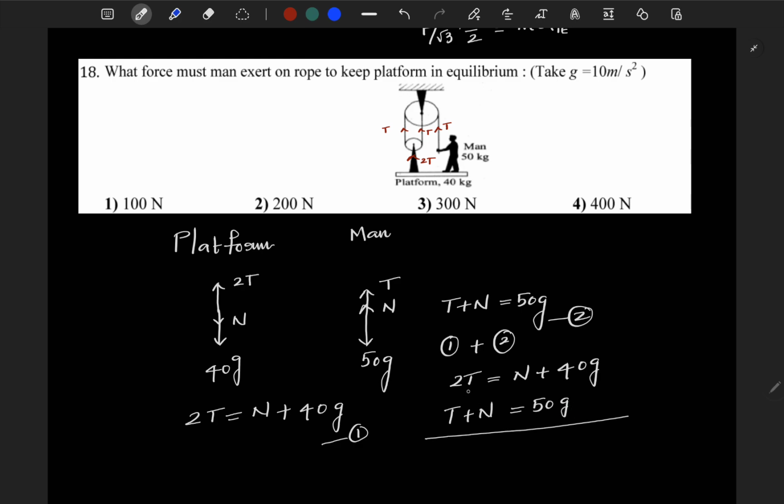So if you add these two, you get 2T plus T, which is 3T, plus N is equal to N plus 90g. So N got cancelled and T is equal to 30g. So I think that is what is required here. So tension T is equal to 30 into g, which is 300 Newton, which is the answer for this question. Where is that? Yeah, here.